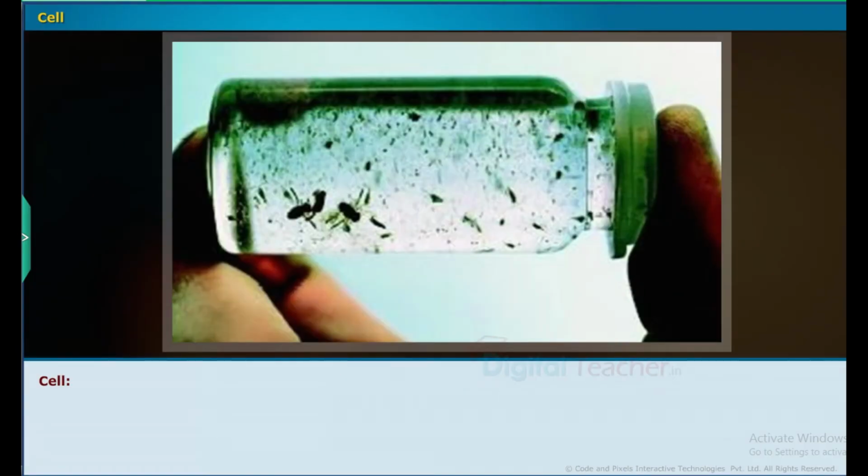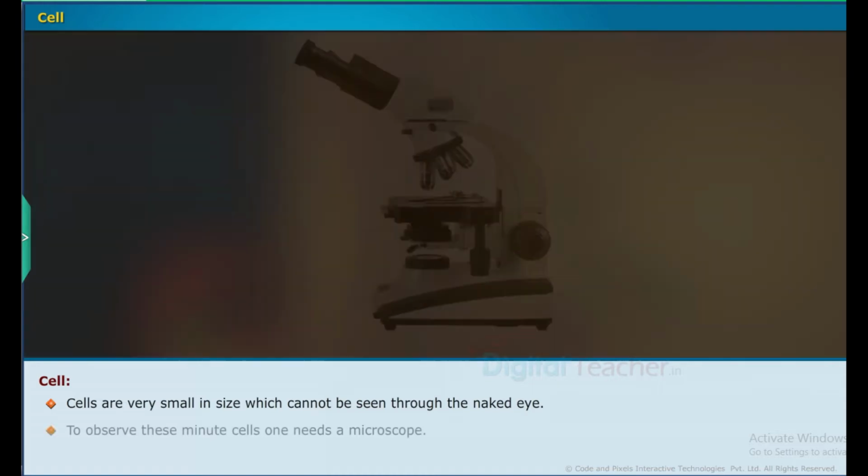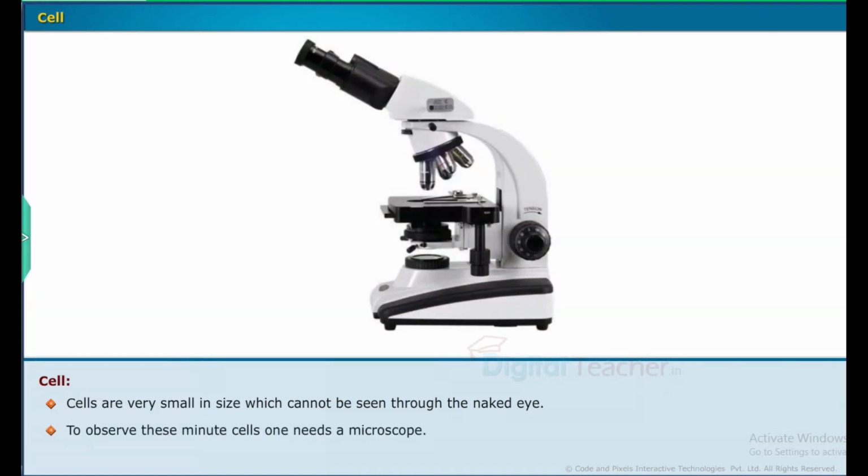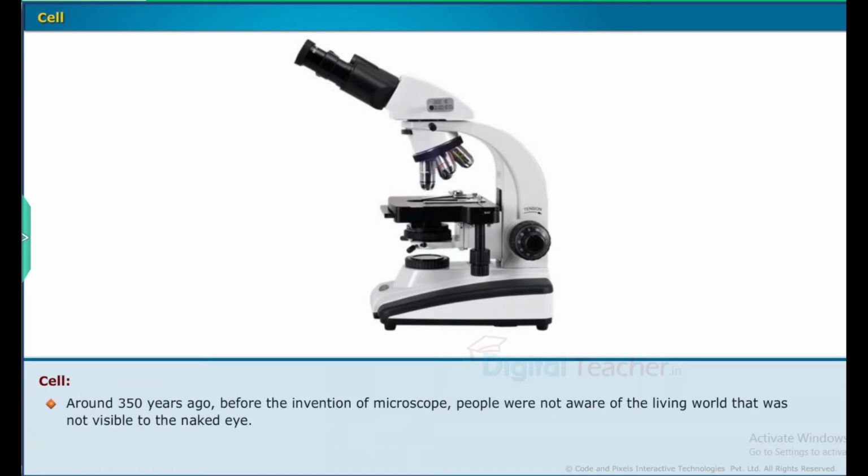Cell. Cells are very small in size, which cannot be seen through the naked eye. To observe these minute cells, one needs a microscope. Around 350 years ago, before the invention of microscope, people were not aware of the living world that was not visible to the naked eye.